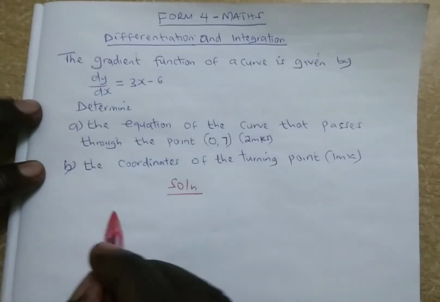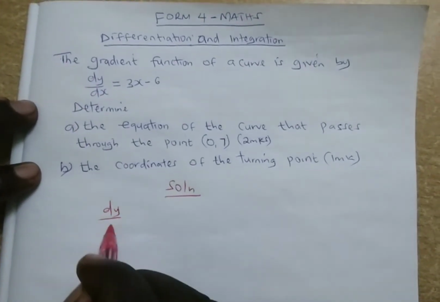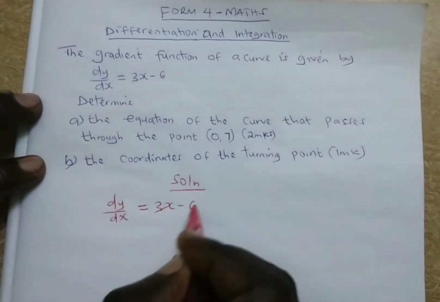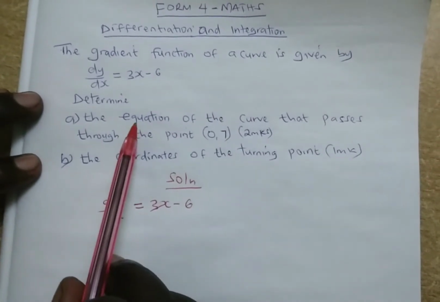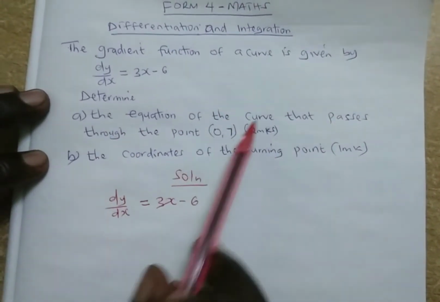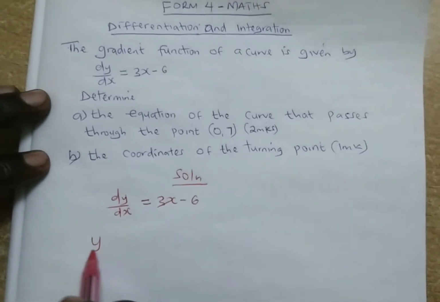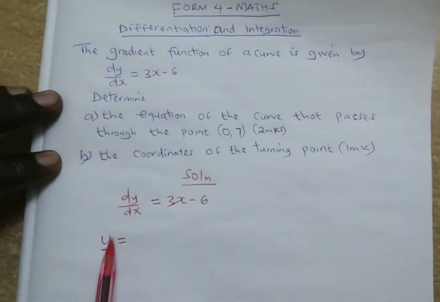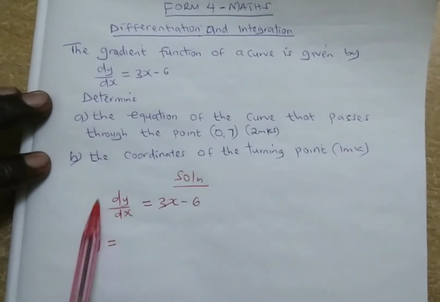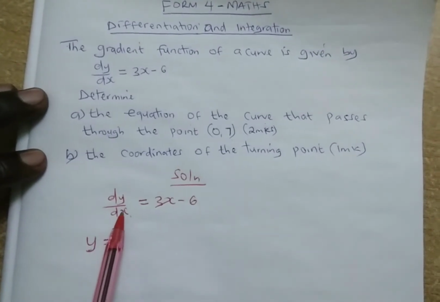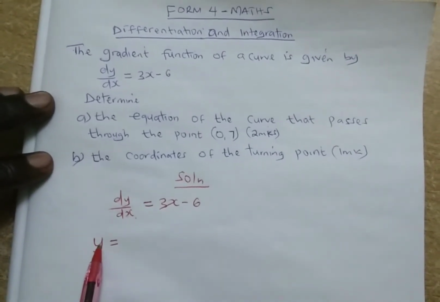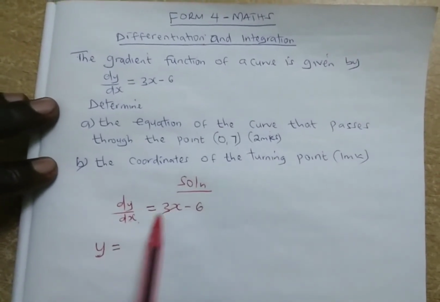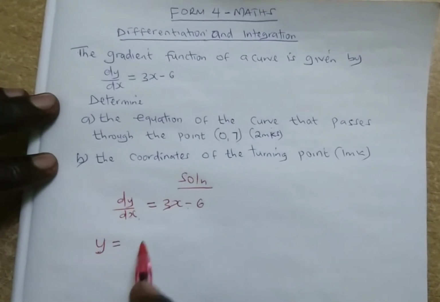You have been given the gradient function, which is dy over dx, and dy over dx is given as 3x minus 6. You are supposed to determine the equation of the curve, and the equation of the curve is in the form of y. When you are given y, you differentiate y to get dy over dx. But if you have been given dy over dx, you integrate so that you can get the y in the function y. So what we do, we take the dy over dx, then we carry out integration for us to get y.